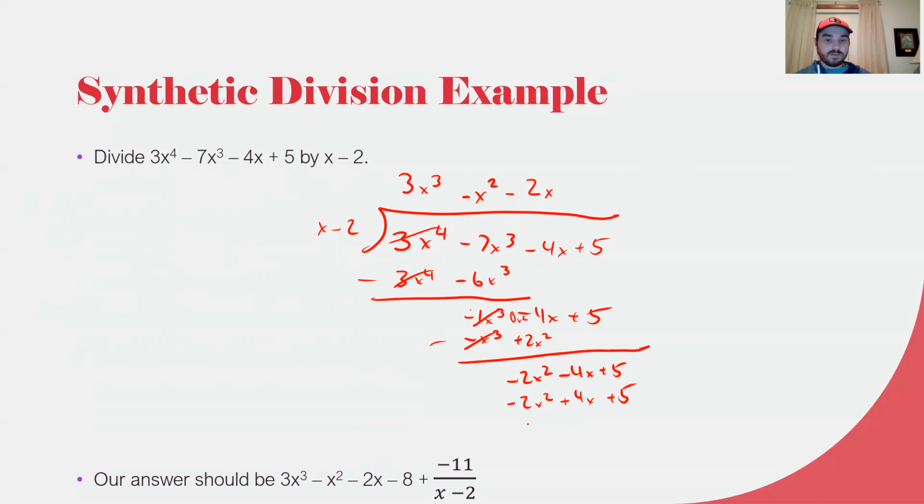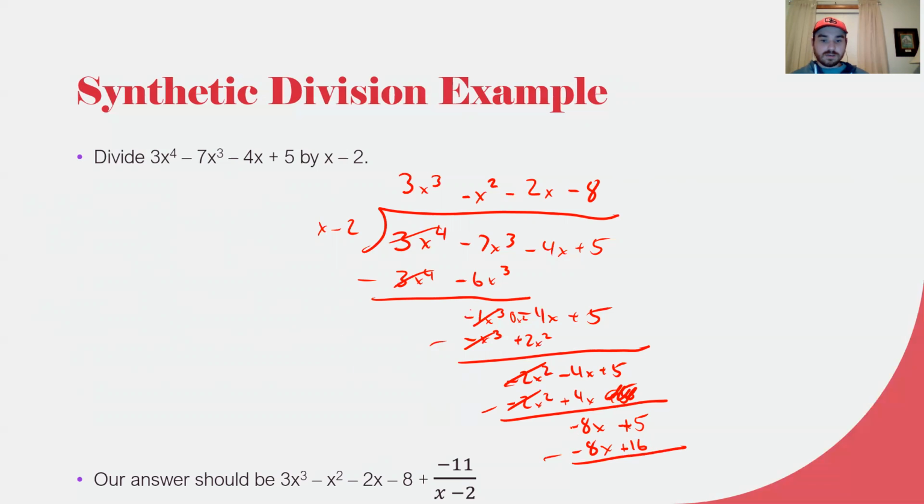Bring down the 5. Don't bring down the 5 yet. Subtract these, cancel. Negative 4x minus 4x, that's negative 8x. And then you've got plus 5 here. That x minus 2 goes into negative 8x, negative 8 times. Negative 8 times x minus 2 is negative 8x plus 16.